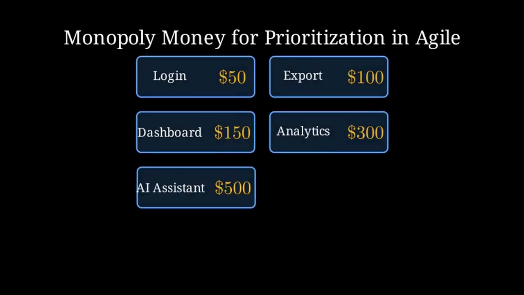In this video, we will learn how Monopoly Money, also called Buy a Feature, helps us prioritize items in an Agile backlog. First, the development team assigns a price to each feature. Here is a simple backlog. Small features might cost $50 or $100, while a large one can cost $500.